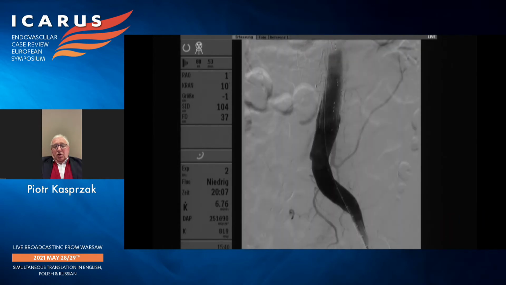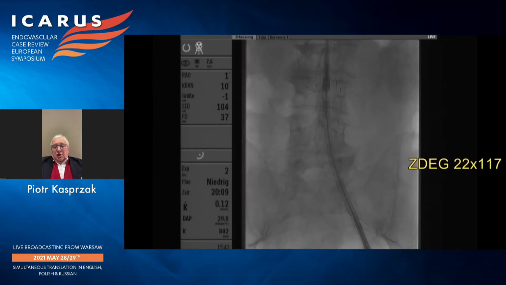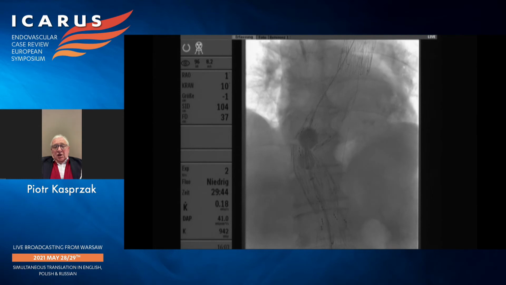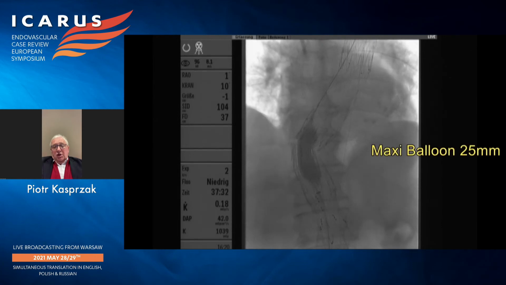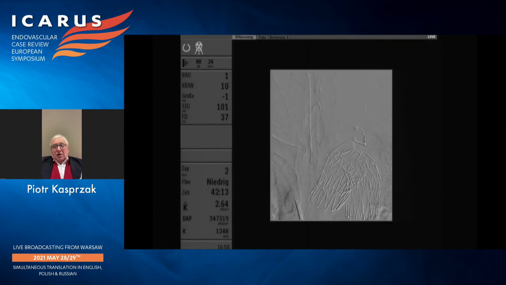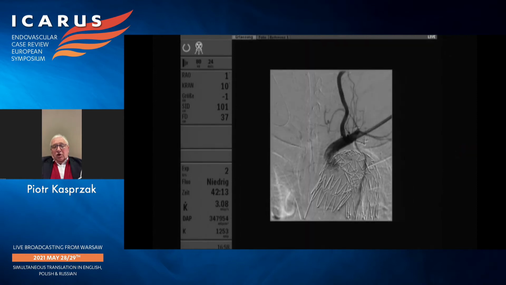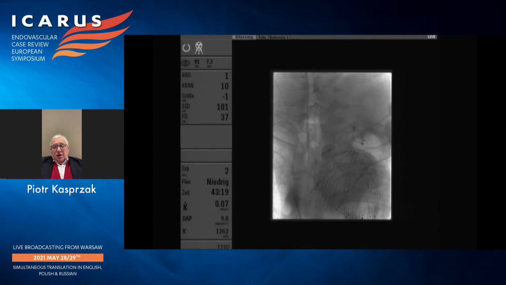The iliac was only open on the left side, so we decided to use a tube graft, 22 times 117 millimeters, from the branch device to the common iliac on the left side. As you see, the membrane stenosed the branch device. The first ballooning was unsuccessful. The balloon ruptured. The second balloon did its job, and we could open the graft completely.